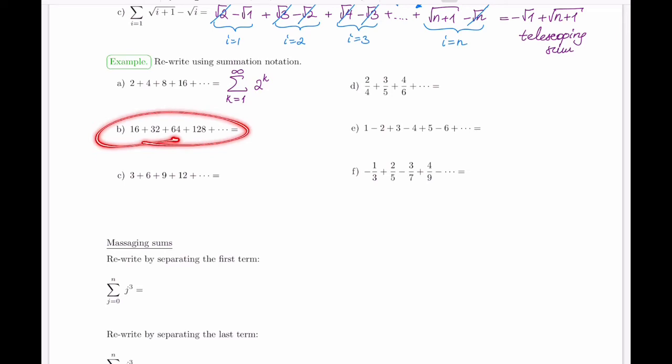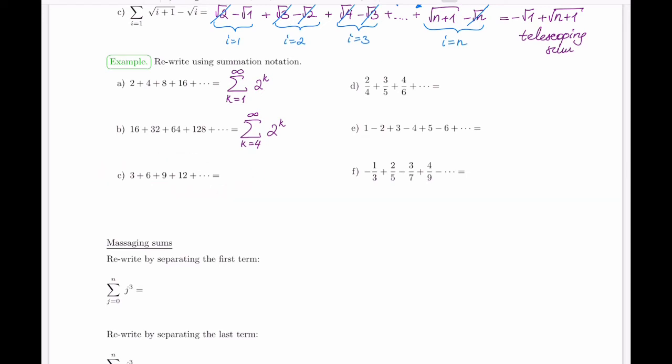Similarly, I have this thing right here. These are still powers of 2, so I can still use the exact same general term, but now I am not starting at 2 to power 1, I am actually starting further down the sum. So this 16 is 2 to power 4, and I can adjust that by changing my starting index. So here I'm going to start with 4 and go on forever.